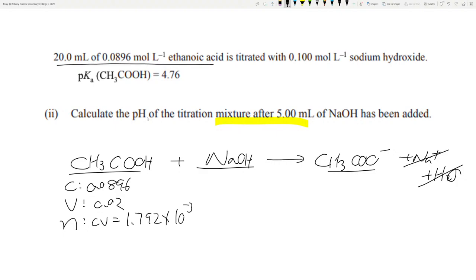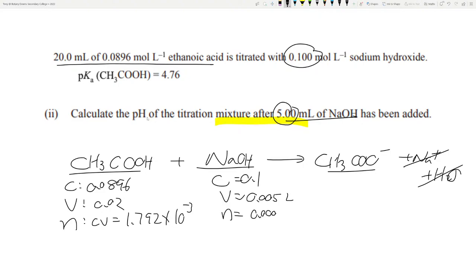All right, let's look at sodium hydroxide. I know the concentration is right here, 0.1. I know the volume is right here, 5 mL, so that's 0.005 liters, so I can figure out the mole. The mole is going to be 0.0005 moles. Okay, so very small numbers.